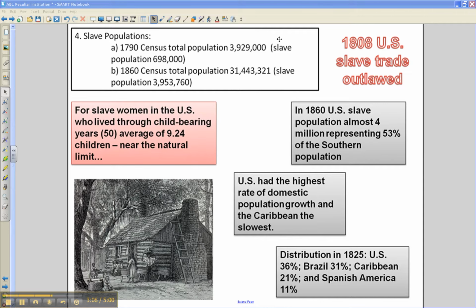As already described, the United States of America actually outlawed importation in 1808, yet our slave population will continue to increase up and through the year 1860, where we have almost 4 million slaves in the United States out of 31 million. And much of this is due to the fact, as seen here, that the average slave woman was giving birth to just over 9 children.